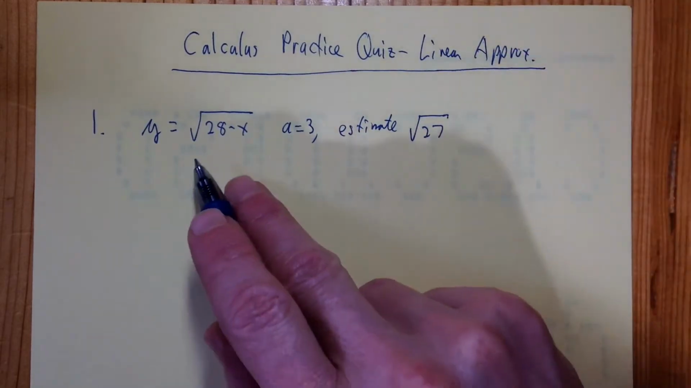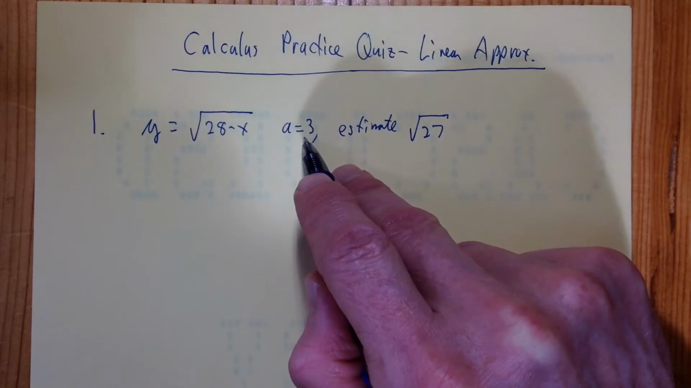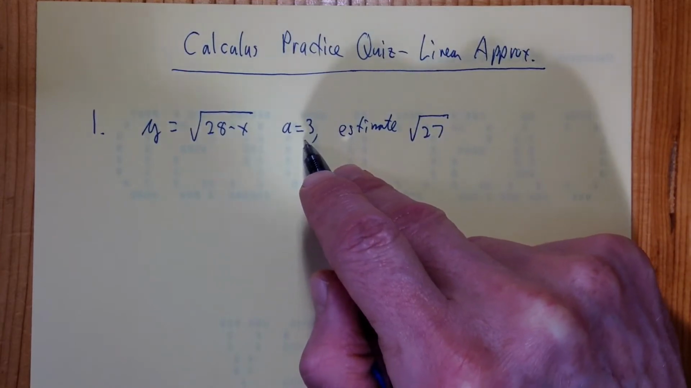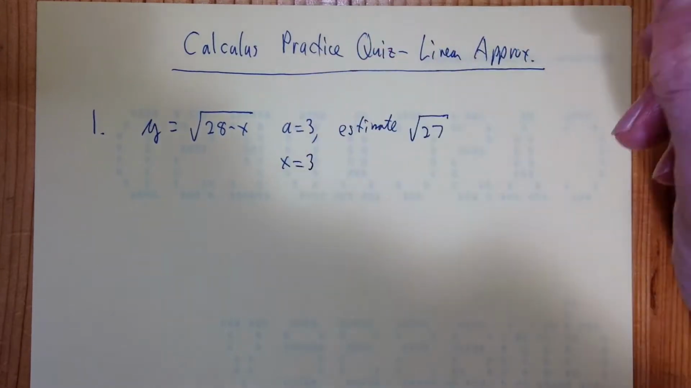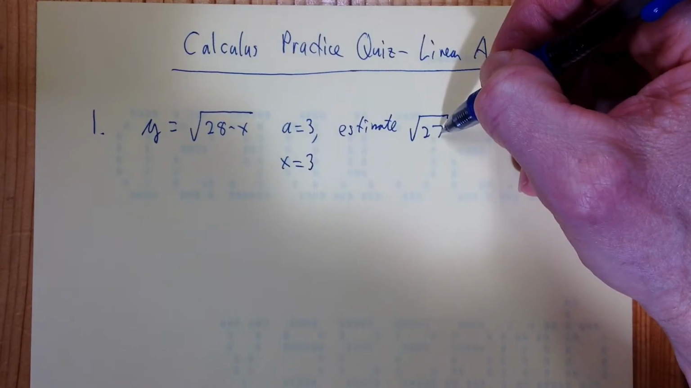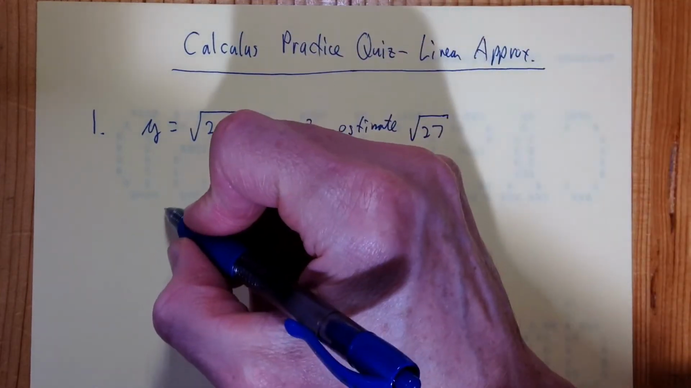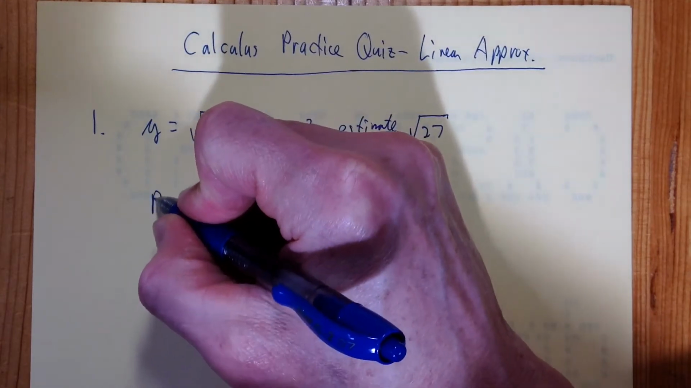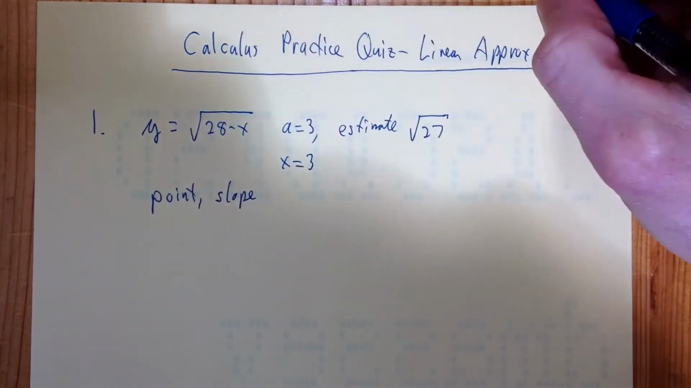Okay, so the first one. We have this function. We want to estimate it around a equals 3, which means x equals 3. This is the format everyone uses. They use a, but this just means x equals 3. And then we're going to use that to estimate the square root of 27. To always do this, all we're doing is finding a point and a slope, and then we make a linear approximation.